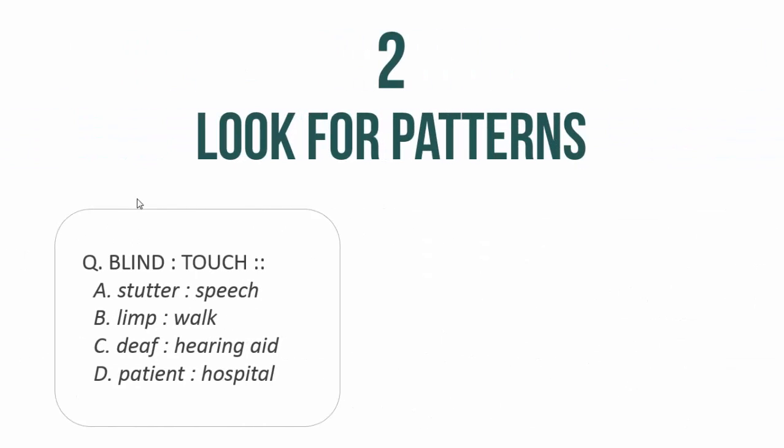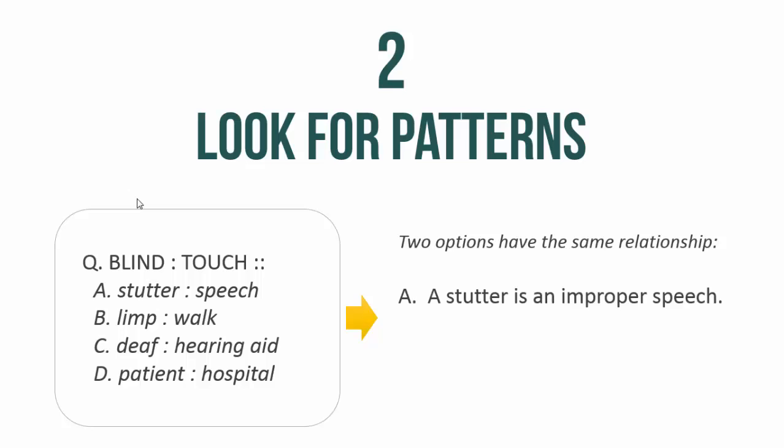Let's understand this with the help of an example. Now the question given is, blind is to touch as A. Stutter is to speech, B. Limp is to walk, C. Deaf is to hearing aid, or D. Patient is to hospital. Now, of these given options, 2 of them have the same relationship.